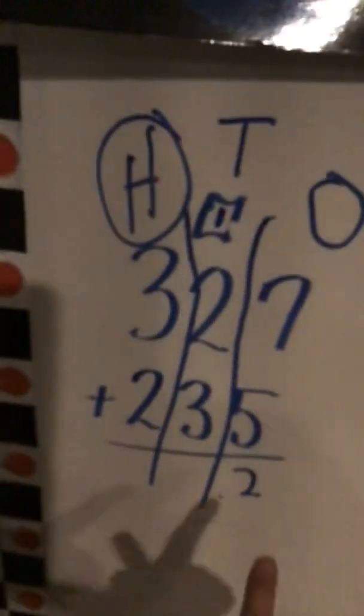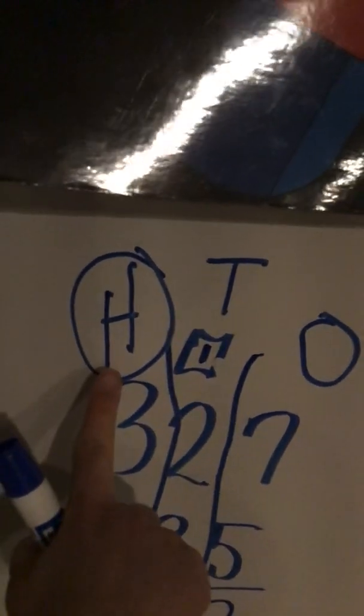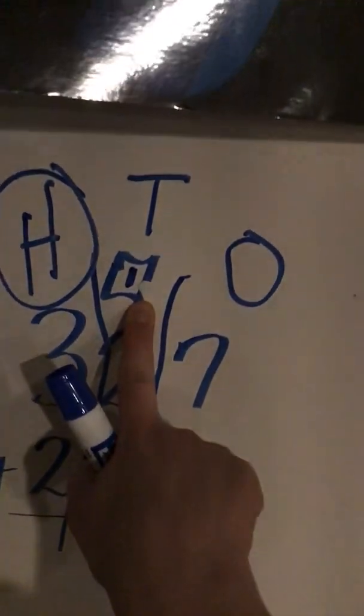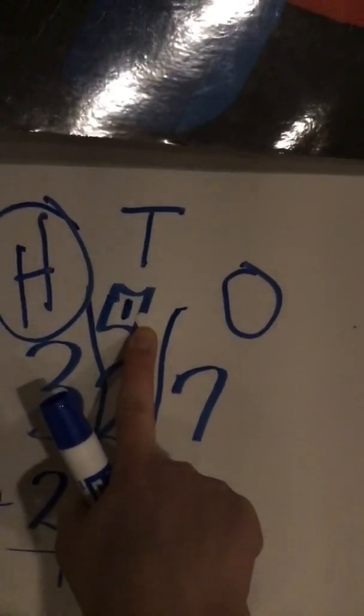Now this is very important. 12 means 1 ten and 2 ones. Remember? 1 ten and 2 ones. So when we carry the 1, we carry it to the tens column. You do not carry it to the hundreds column. So we've carried the 1 to the tens column.